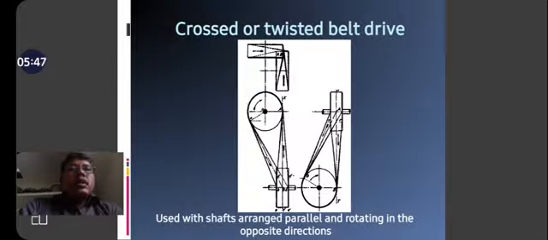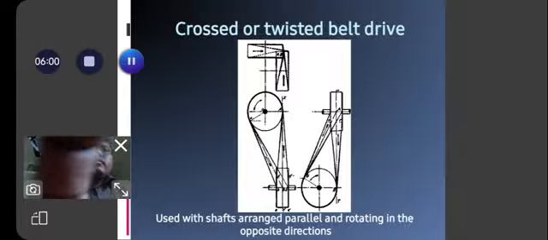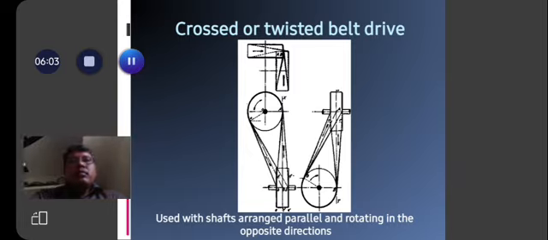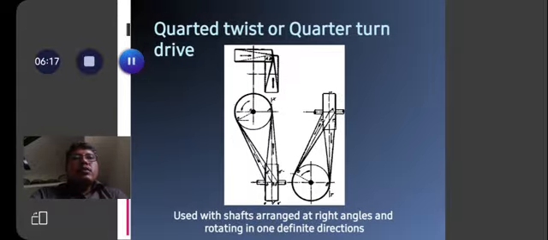Cross or twist belt. In this type, the shafts are arranged in parallel and rotate in opposite directions. This is the cross section for the belt drives, the quarter twist drive. Quarter twist or quarter turn drives are used with a shaft arrangement at right angles and rotation in one definite direction only.